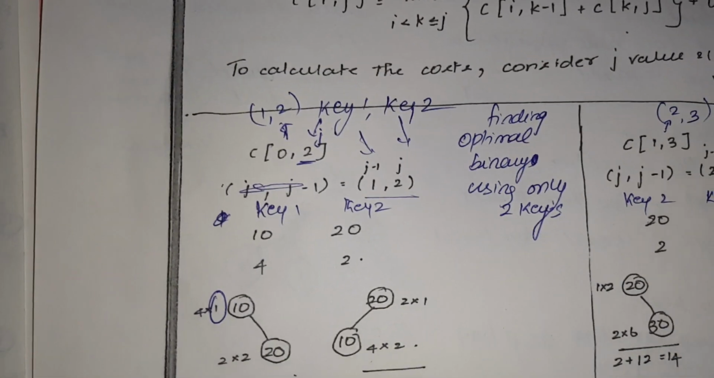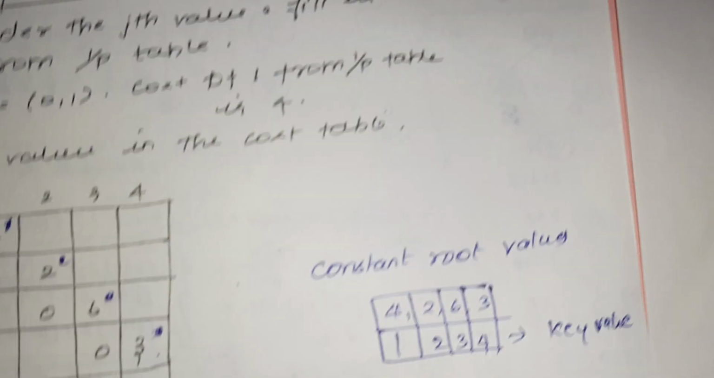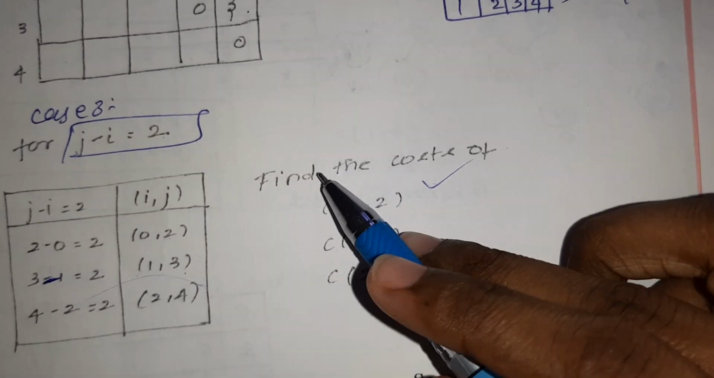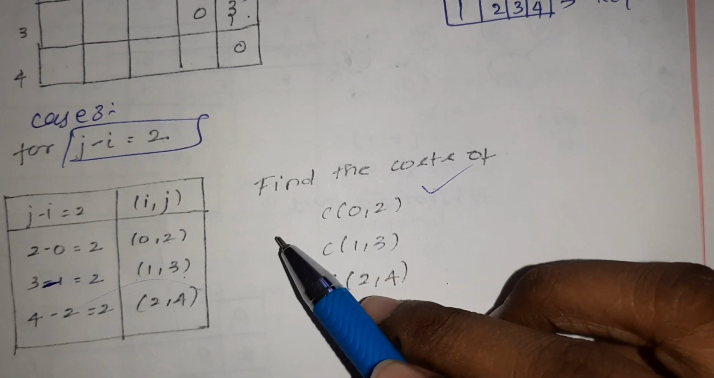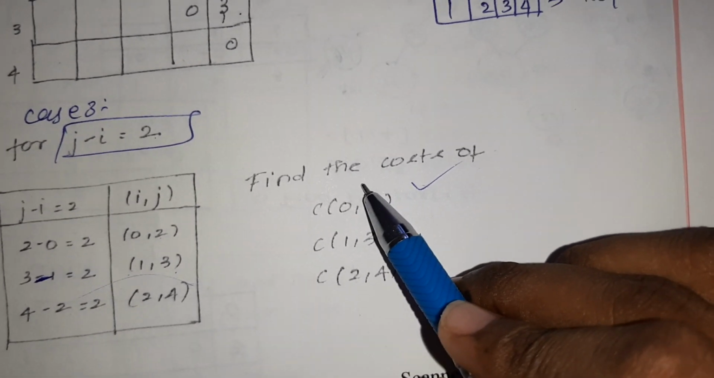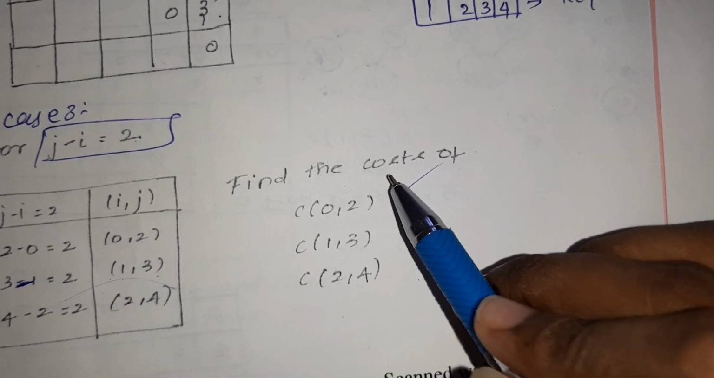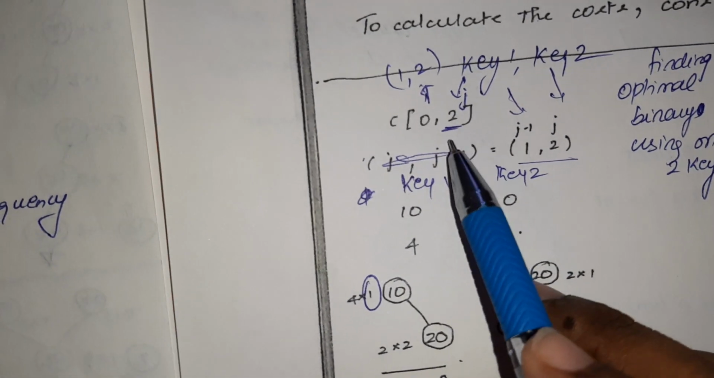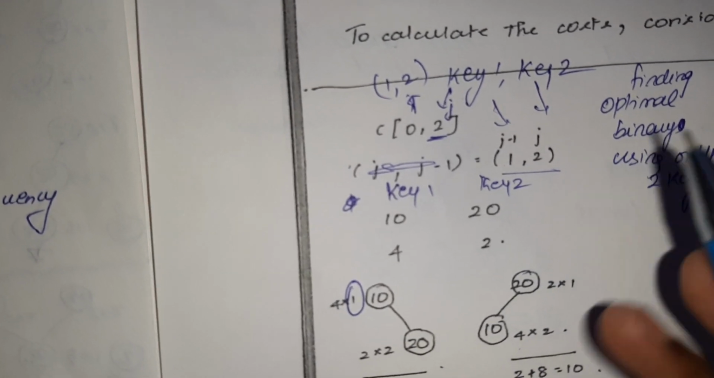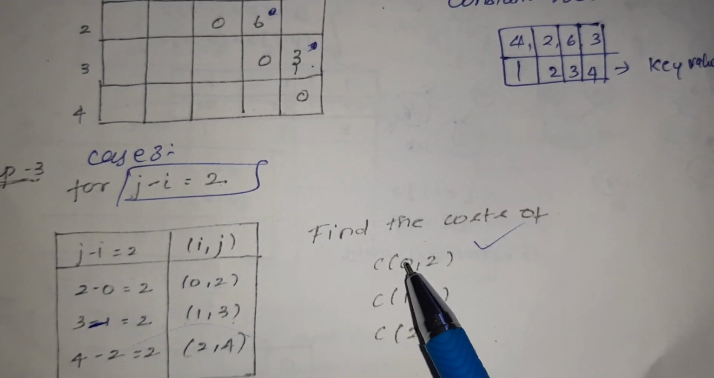So here I will tell you a simple trick. The first one we are going to find out is c of 0 comma 2. For that, what I am going to do is just leave the 0, and the intermediate number is 1 comma 2. So we are going to find out for 1 comma 2 here. 0 comma 2 you can also solve by j minus 1 comma j. If you are not rectifying, no problem. So here we are going to find out for 0 comma 2.